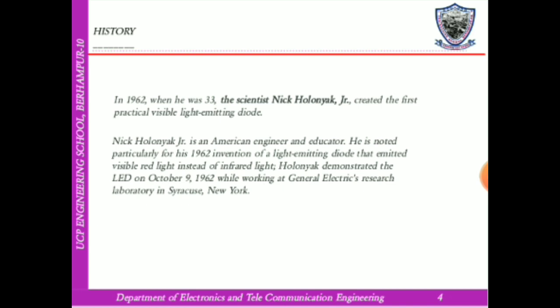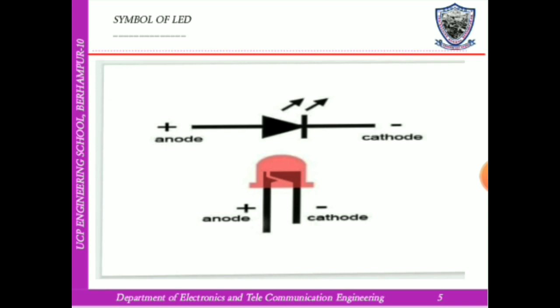History of LED. In 1962, when he was 33, the scientist Nick Holonyak Jr. created the first practical visible light emitting diode. Nick Holonyak Jr. is an American engineer and educator. He is noted particularly for his 1962 invention of the light emitting diode that emitted visible red light instead of infrared light. Holonyak demonstrated the LED on October 9, 1962 while working at the General Electric Research Laboratory in Syracuse, New York. And this is the symbol of LED.